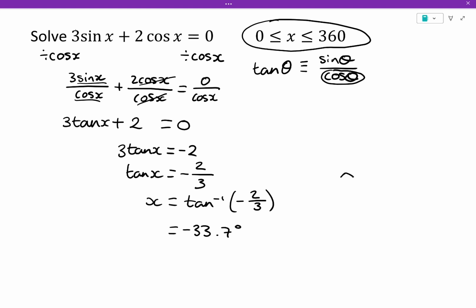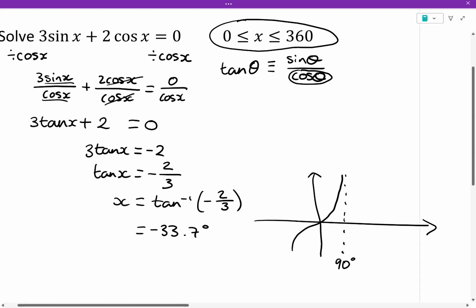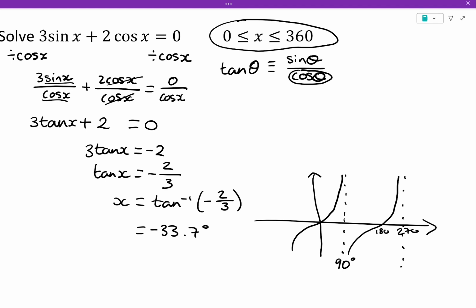So if I was to draw a tan curve, we'd have this part of the graph here. So this here would be 90. Okay, and then I'm going to draw another repetition on my tan curve. So this here would be 270. This would be 180. And then we want to go to 360. So I'm just going to extend this a little bit more, and then we'd have 360 there.